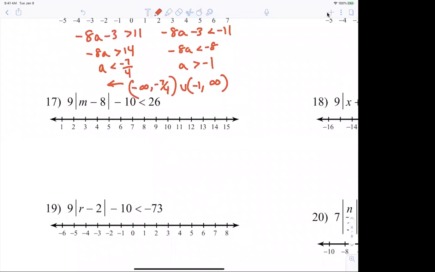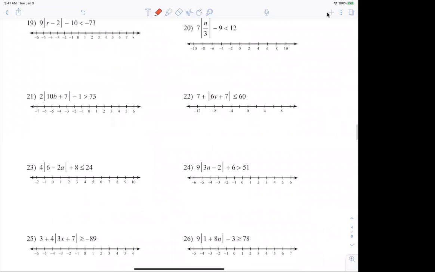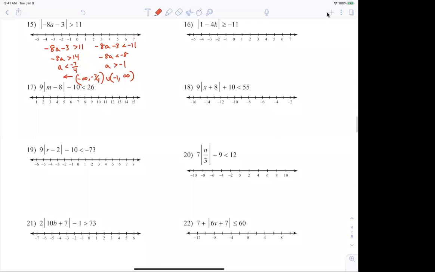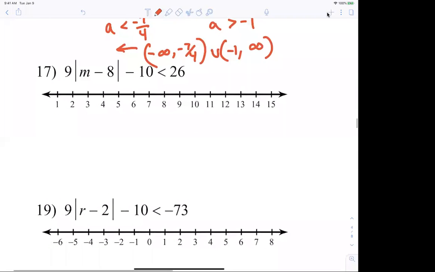All right, generally what we say around here are the hardest ones, because you have to isolate first. But it's really good: if I add 10, that's 36. 36 divided by 9 is 4. So this problem is just the absolute value of n minus 8 is less than 4. Anybody have any questions with that? I think you guys can do the mental math of it. Add 10, divide by 9. All right. So then you would say n minus 8 is less than 4.